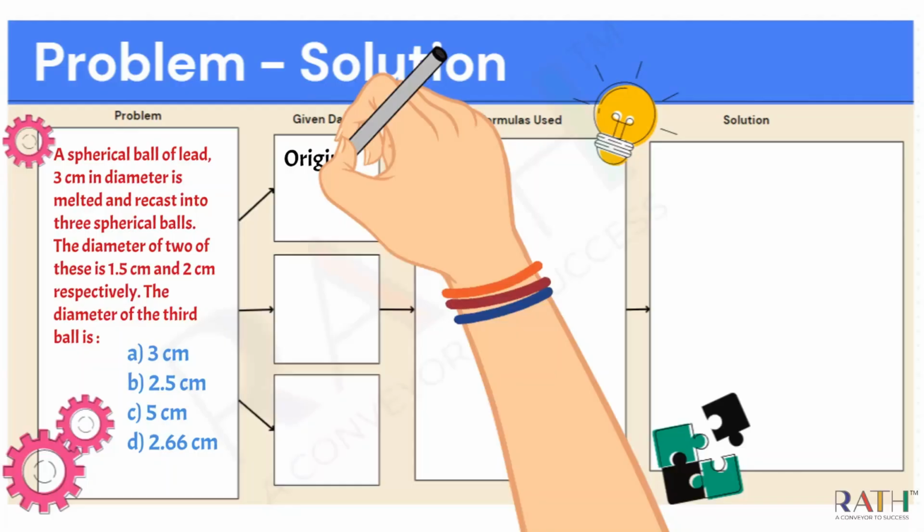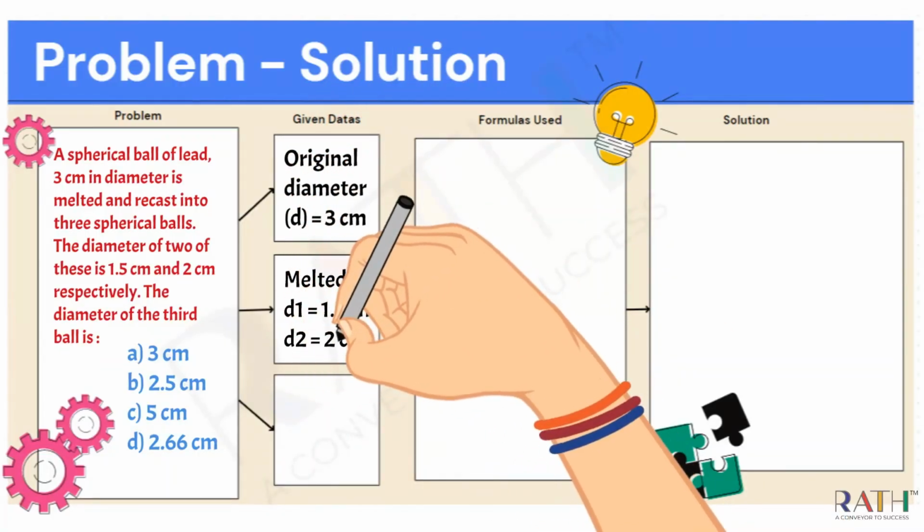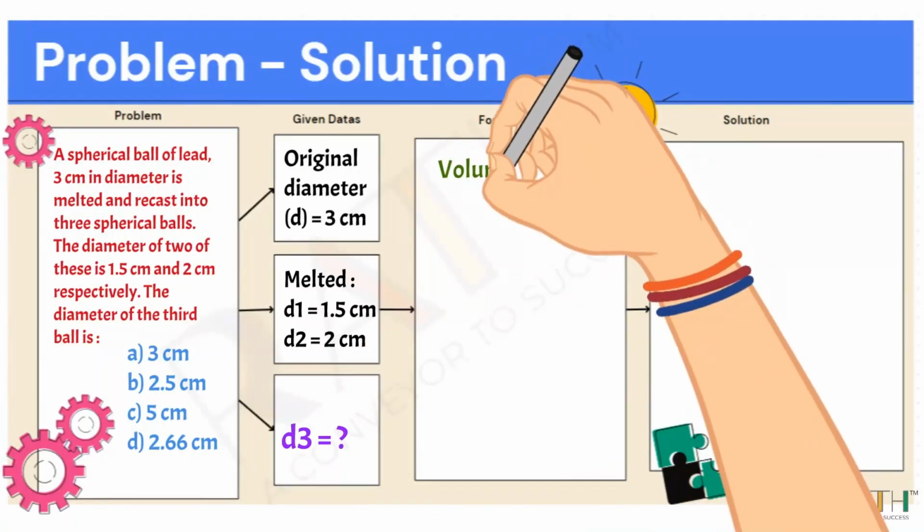Now let's write the given data. The given data is the original diameter is 3 centimeter, and the melted diameters D1 is 1.5 centimeter, and D2 is 2 centimeter. Now I need to find out D3, that is the diameter 3.